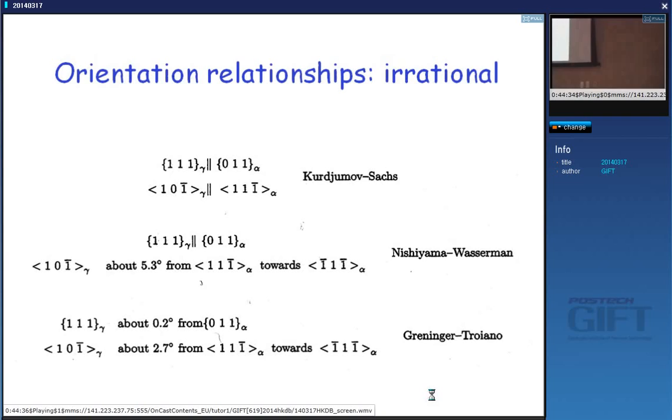Yeah, so these are the commonly quoted orientation relations between martensite and austenite. And you can see that we write them as 111 exactly parallel to 011. That isn't correct. Okay? These are just approximations.